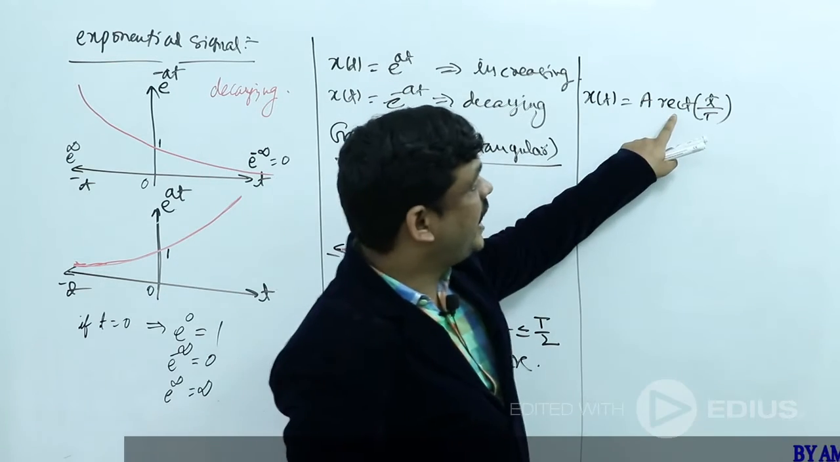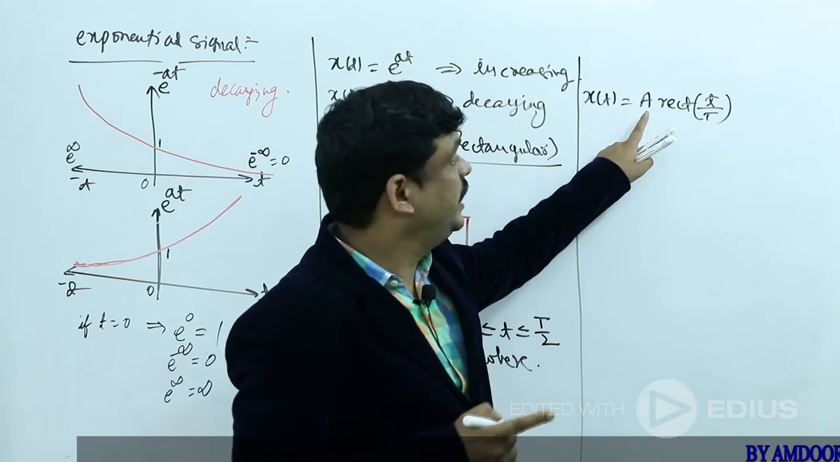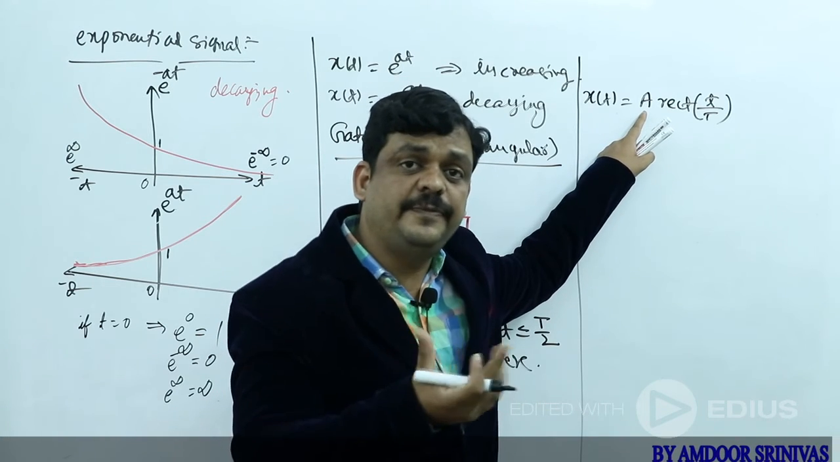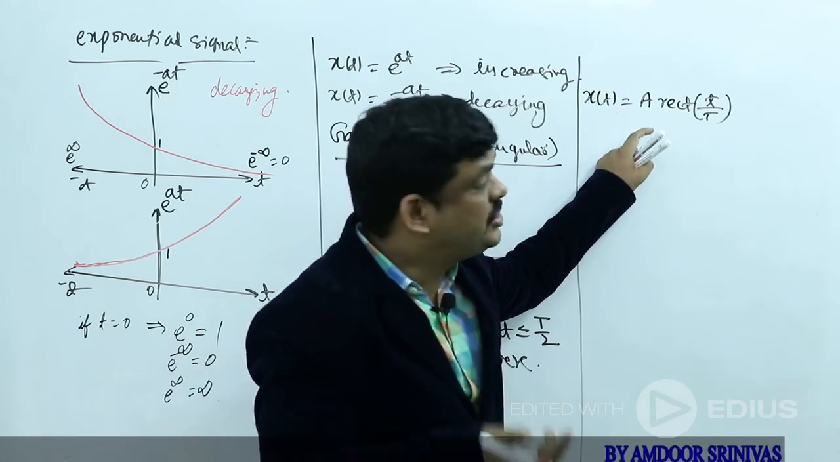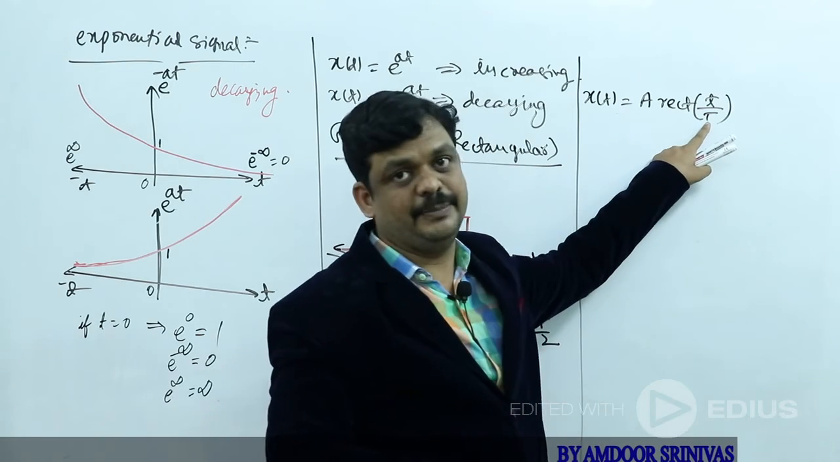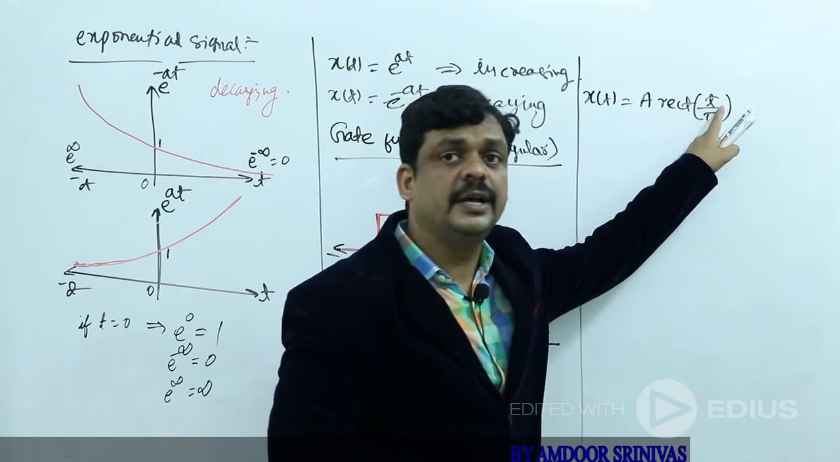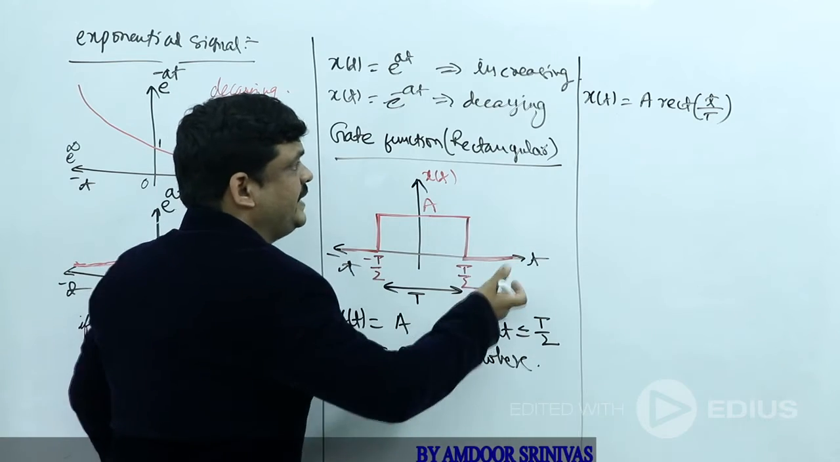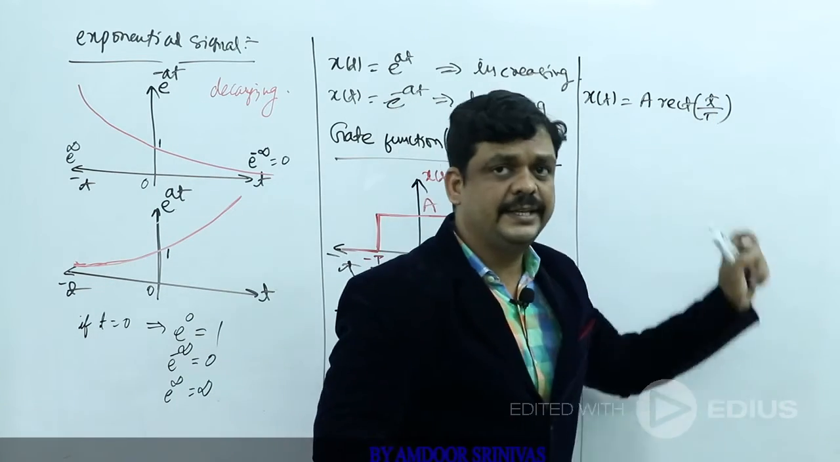The rectangular function has constant amplitude. How much amplitude? A explains the maximum amplitude. This amplitude is defined within a particular time period. How much time period? T explains the time period. And what about the t in the numerator? That explains the time axis representation, the independent variable. So this axis is t, that's why we write small t here.